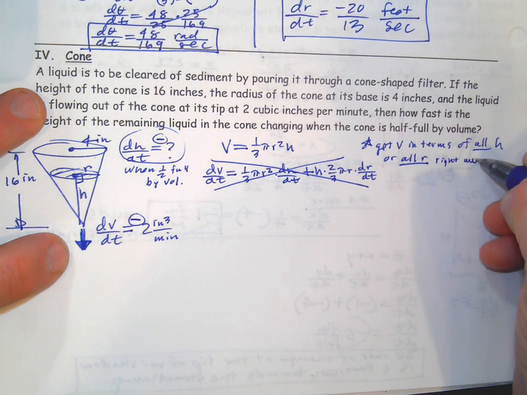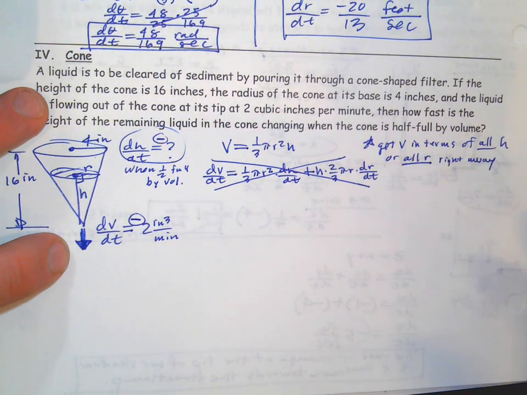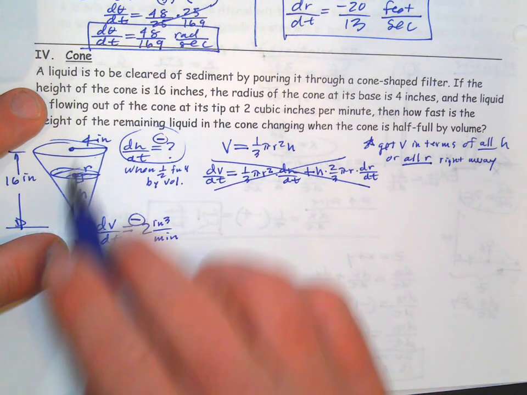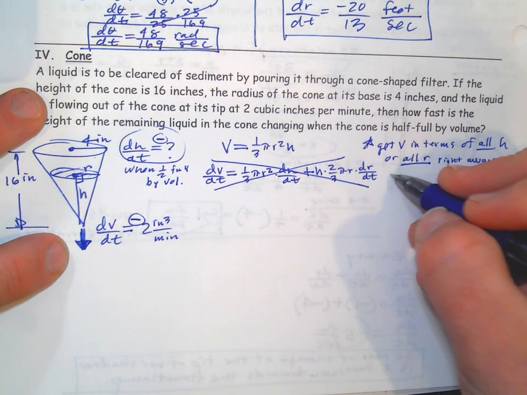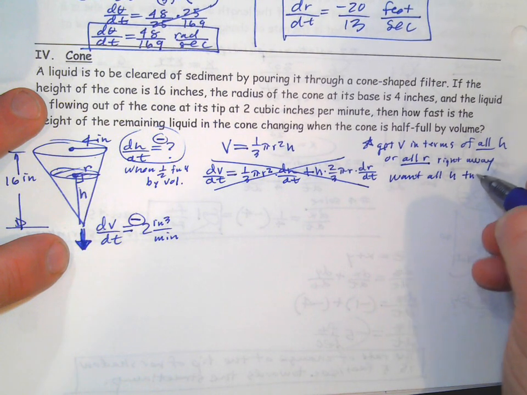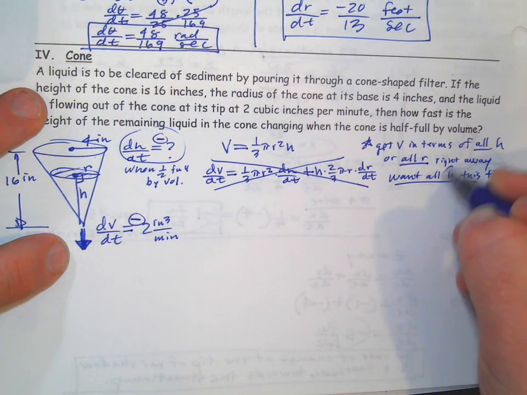What we're going to use to do this is something we're going to have to use no matter what. So this time, do we want all r or all h? Well, it depends on what they give you and what you're looking for. Since we're looking for dh/dt and they don't tell us anything about radius, we want all h this time. Now, if they ask us for dr/dt, we'd want all r.